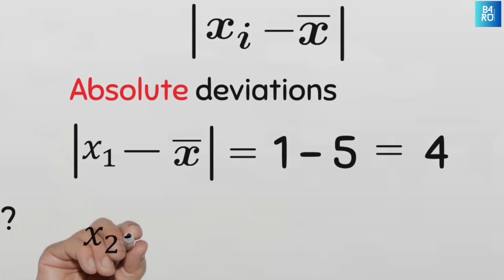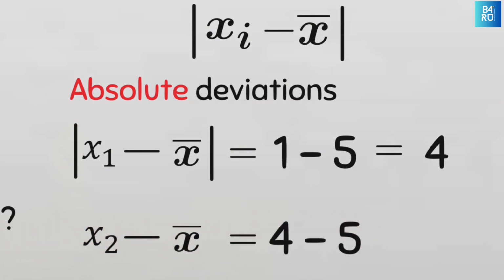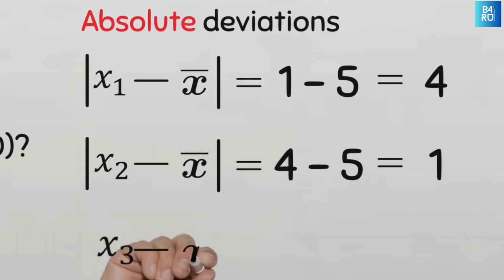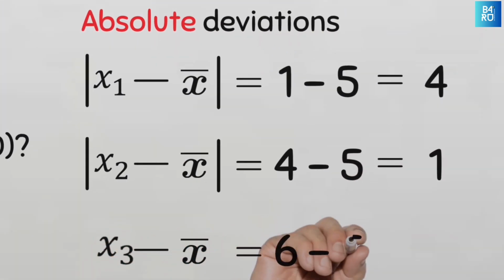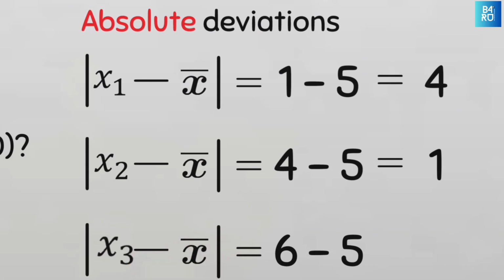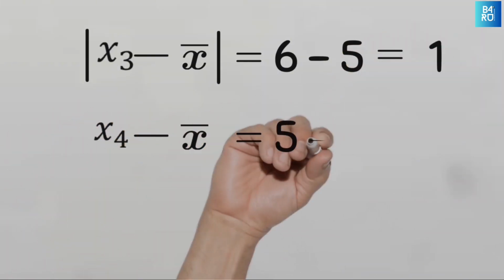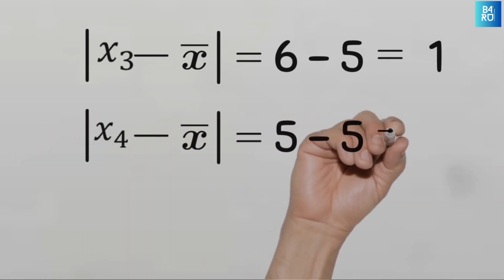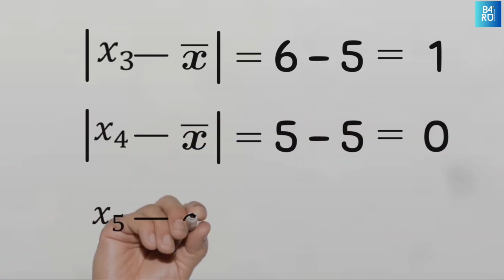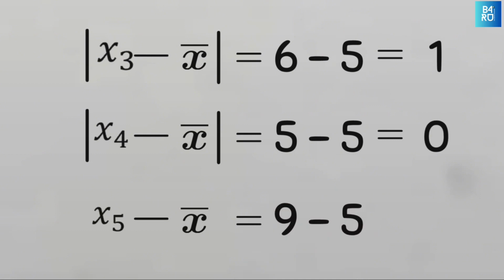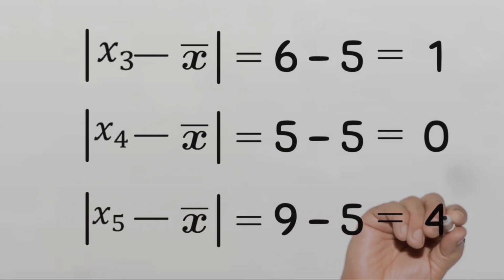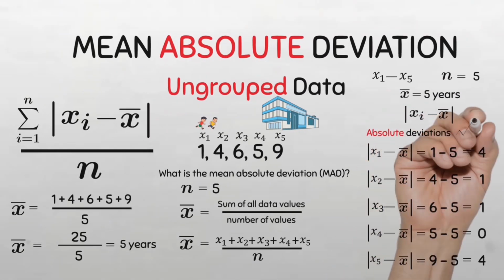Awesome. Then for x2, it will be 4 minus 5. That's minus 1. And so the absolute value is 1. Then for x3, we will have 6 minus 5. And that will give 1. And the absolute value will be 1. And for x4, we'll have 5 minus 5. And that will be 0 with an absolute value equal to 0. And lastly, for x5, we will have 9 minus 5 with an absolute value of 4. Now we have all the absolute deviations.